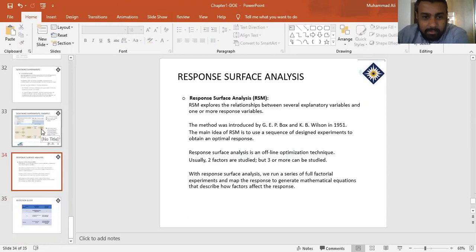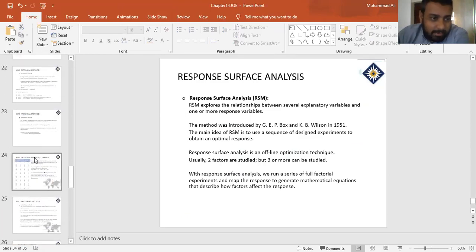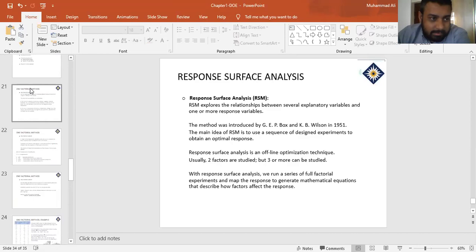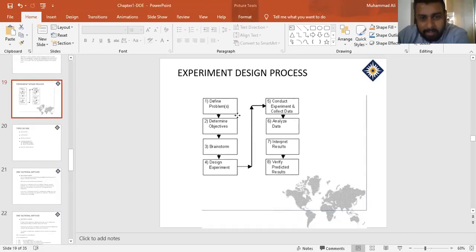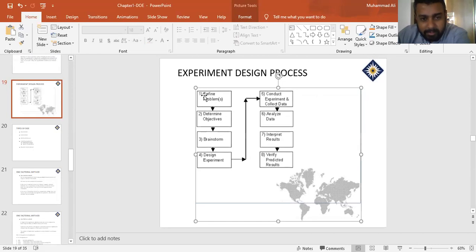We will try to give you experience of 1 factor, 2 factors, 3 factors. But before that, as we go back to the slide, we will look at the problem first. We will follow the standard style of experimentation design. We will first define the problem. We will determine the objectives.